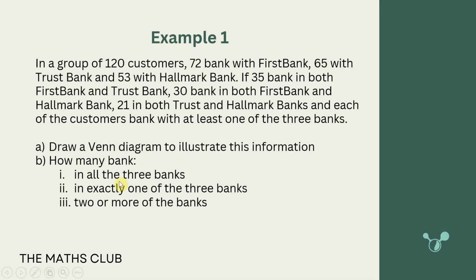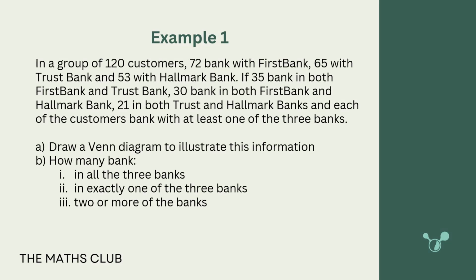In the first example, we're told that in a group of 120 customers, 72 bank with First Bank, 65 bank with Trust Bank, and 53 bank with Allmark Bank. If 35 bank in both First Bank and Trust Bank, 30 bank in both First Bank and Allmark Bank, 21 in both Trust and Allmark banks, and each of the customers bank with at least one of the 3 banks. So that means that there is no customer that does not have an account with at least one of them.